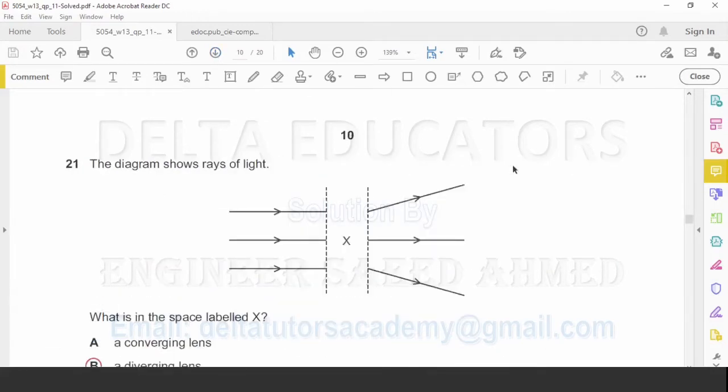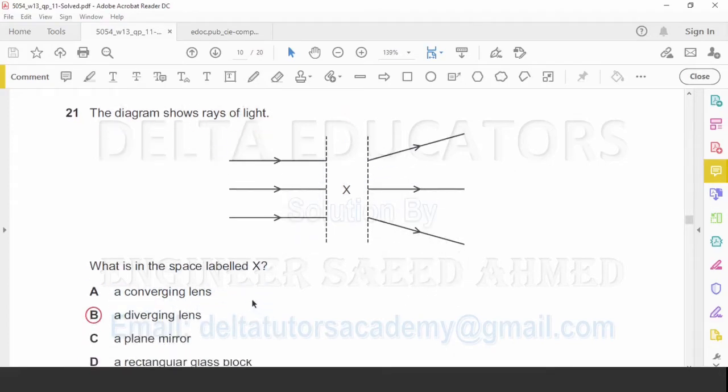Question number 21. The diagram shows rays of light. What is the space labeled X? Option A, a converging lens. Here we have three rays. These three rays are moving parallel to each other, and after passing this object X, these rays are moving away from each other. In a converging lens, the rays after passing the lens don't move away from each other. These rays come close to each other. Since here rays are moving away from each other, it cannot be a converging lens. So option A is incorrect.